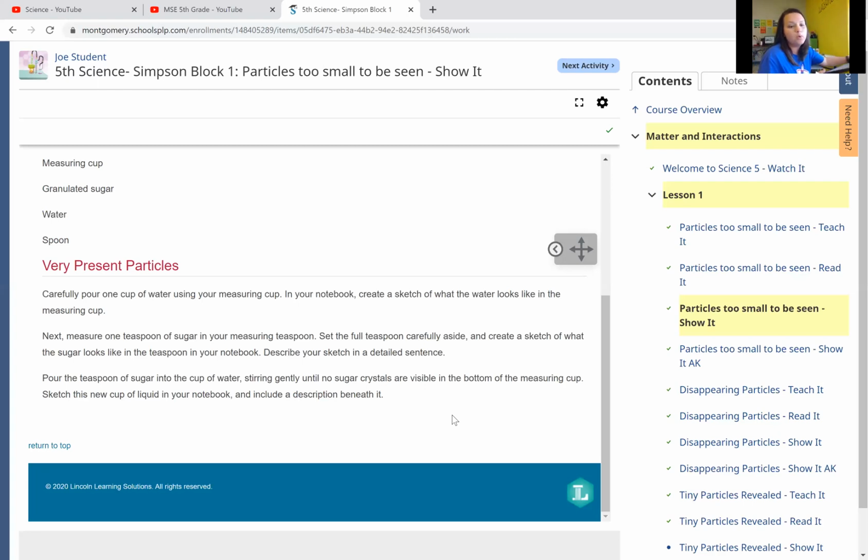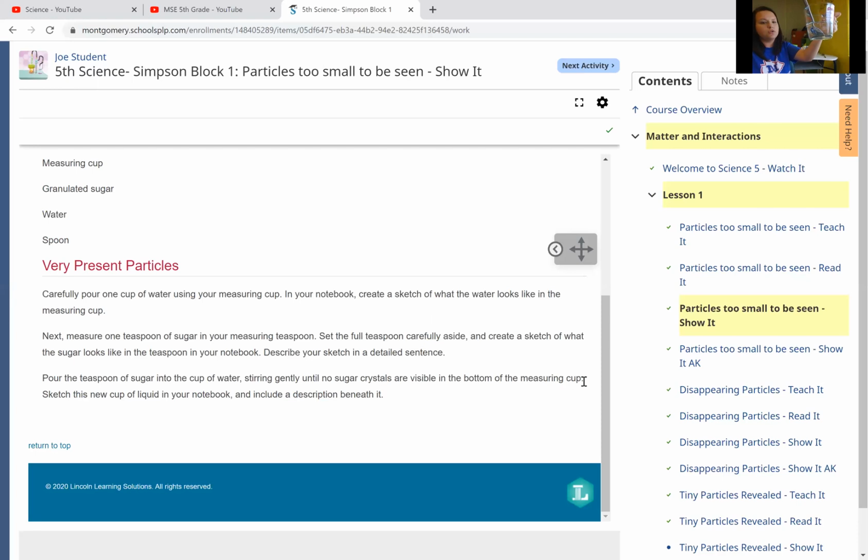Okay. Then it says to pour the teaspoon of sugar into the cup of water, stirring gently until no sugar crystals are visible in the bottom of the measuring cup. So here is my cup of water. Here is my teaspoon of sugar. And then I'm going to stir it. I'm going to stop and let that water settle a little bit. I still have a little sugar there in the middle. There we go. As you can tell, you cannot see those sugar crystals in there anymore.